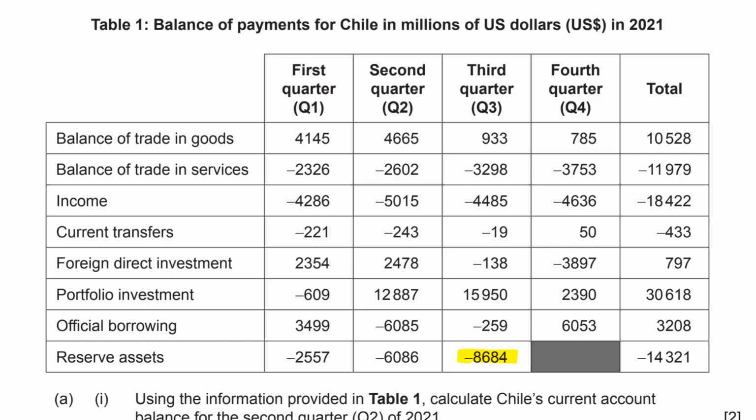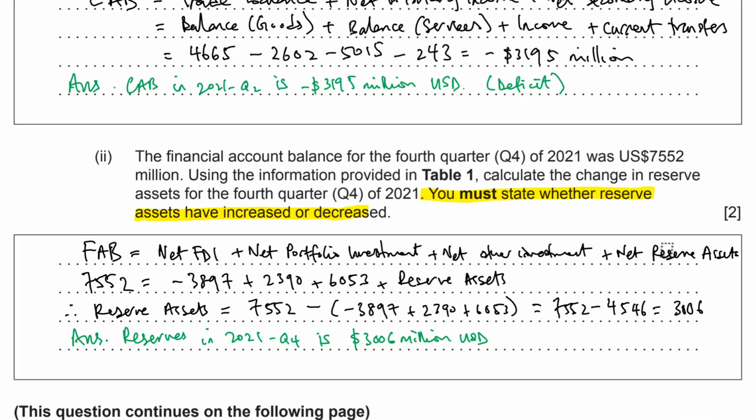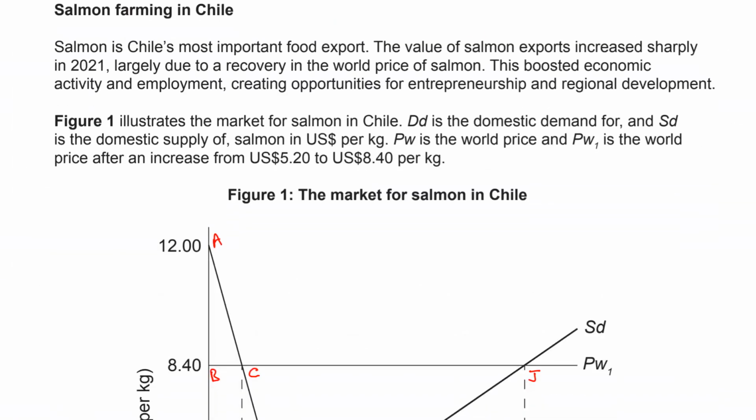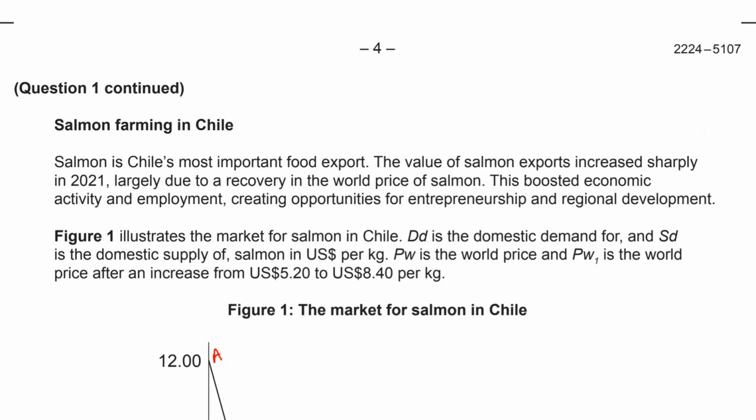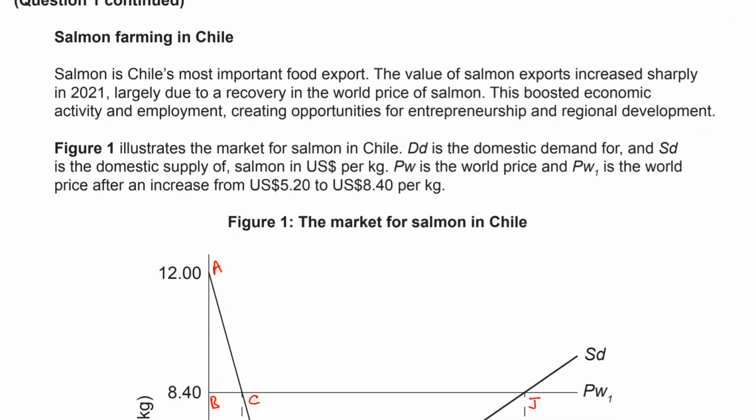But without any further clarification, we can't really say whether it's an increase or decrease. I'm guessing it's relative to the third quarter. If that's the case, then you would say it has increased. But without further clarification, it's just not possible to actually answer that question. So I think that's on them, and they haven't written the question properly. Okay, anyway, that's done. So let's move on to the next part, which is on salmon farming.